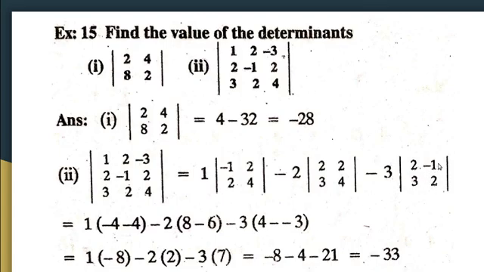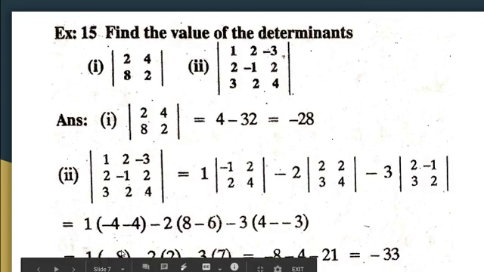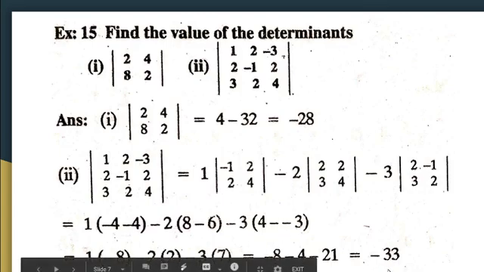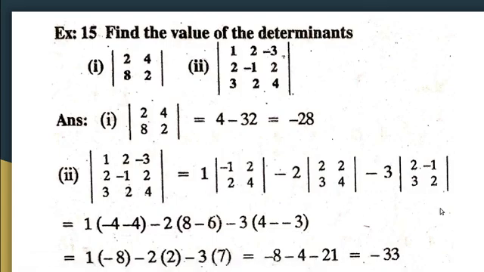Then minus of minus 1 into 3. So minus of minus 3. So 1 into minus 8, minus 2 into 8 minus 6, 2, minus 3 into 4 plus 3, 7. So altogether we will get minus 33 as the determinant value of this 3 rows 3 columns determinant.